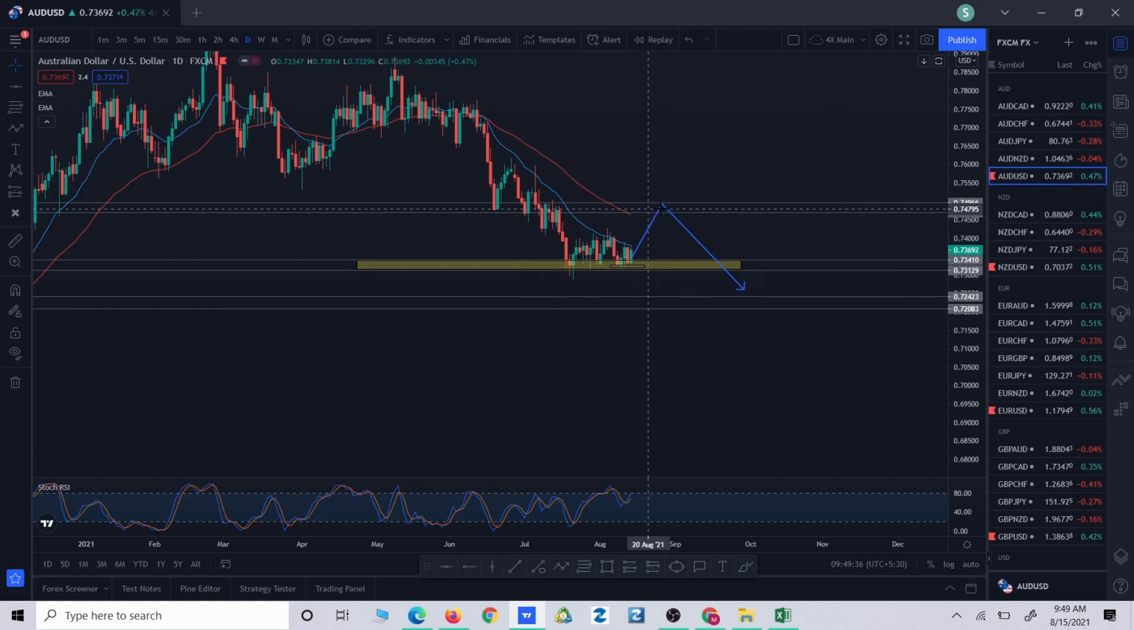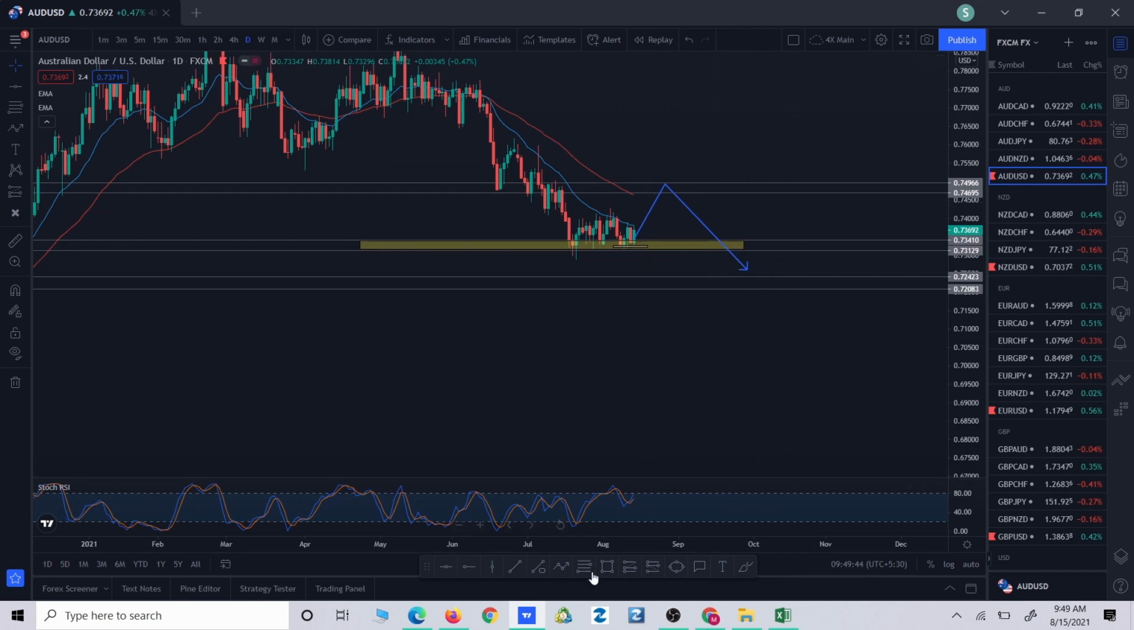If the price pulls back to this zone, then based on any kind of indications or rejections, we will look for short opportunities. Next one is if the price breaks and closes below this low, then we can also wait for a pullback into the broken zone and look for short opportunities. So these are the two possible scenarios that we see on AUDUSD.